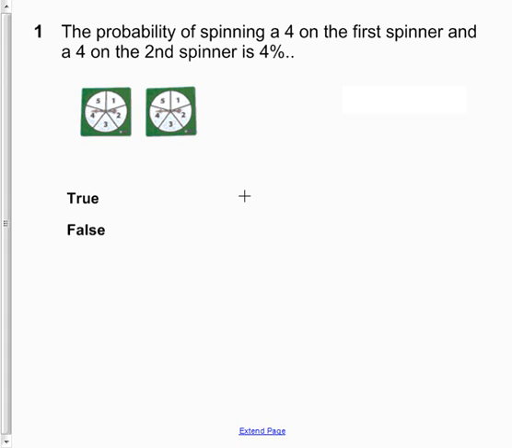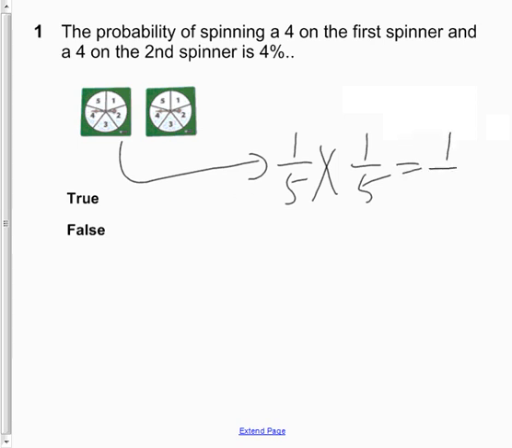Question 1 says the probability of spinning a 4 on the first spinner and a 4 on the second spinner is 4%. Well, if we look at this first spinner, there are the numbers 1 through 5. So the probability of spinning a 4 is 1 chance out of 5. On the second spinner, you have 5 numbers, and the probability of spinning a 4 is also 1 out of 5. To find the combined probability of 2 independent events happening simultaneously, we multiply the independent probabilities together. 1 times 1 is 1, 5 times 5 is 25. So as a fraction, you have a 1 chance out of 25 of spinning 4-4.